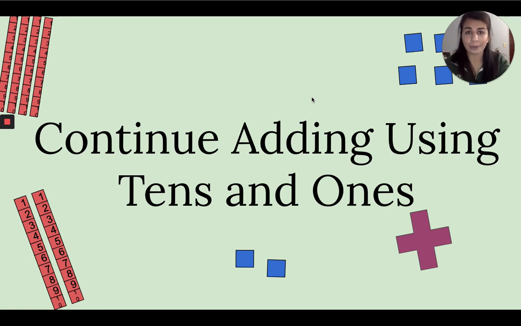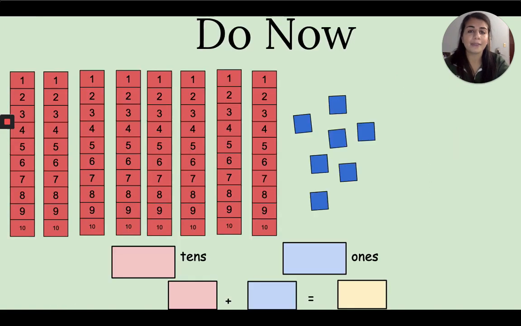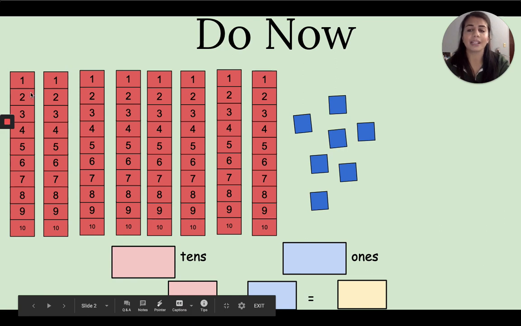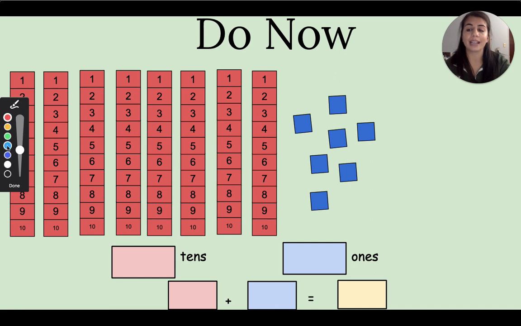So today for math, we're going to continue adding using groups of tens and ones. But before we begin, let's take a look at our do now. So here I see some groups of tens and some ones. So let's count how many groups of 10 there are. Now remember, each one of these red sticks has 10 pieces, so we can count by tens.